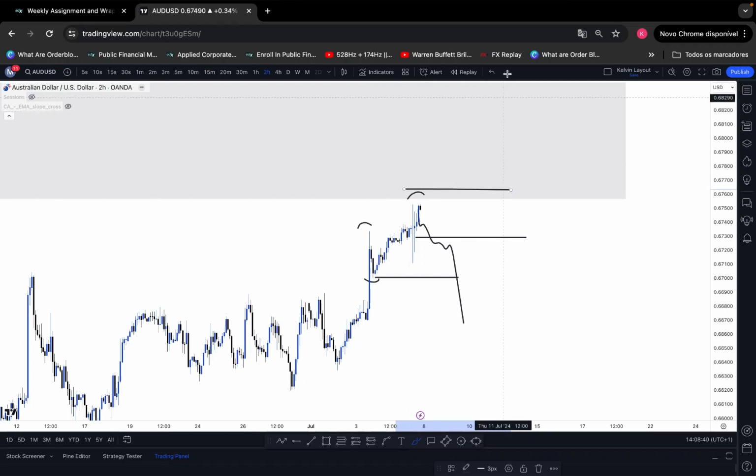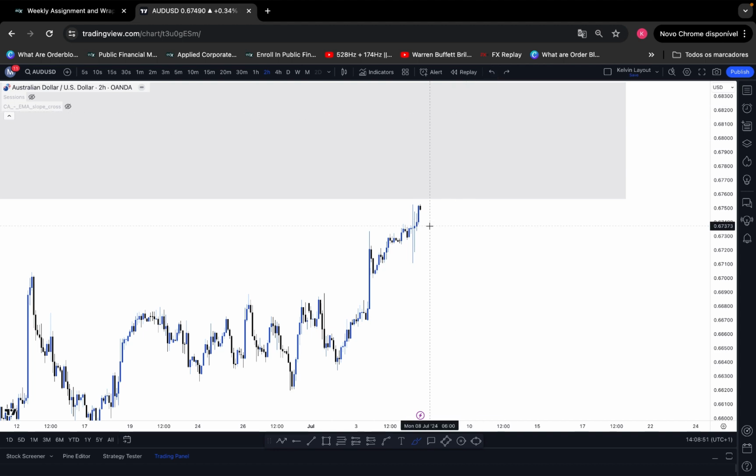So what I'm waiting patiently for on Aussie dollar: I want to see that structure shift right here on the hour. I need to see that change of character before I start to take long-term sells, okay? So we need to be patient at this time for Aussie dollar. So that's it for Aussie dollar. Let's move to the next page.